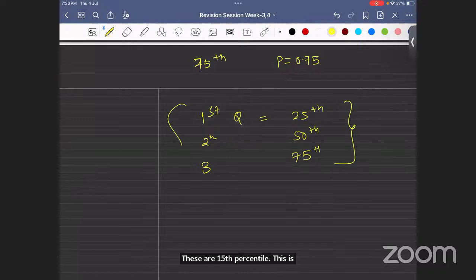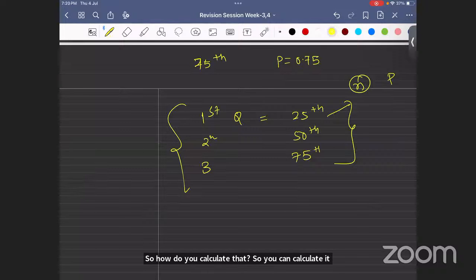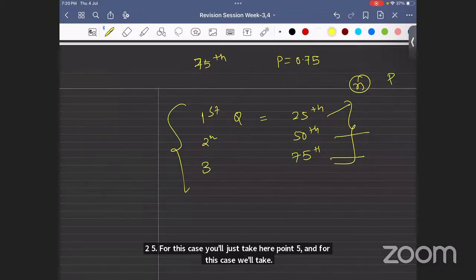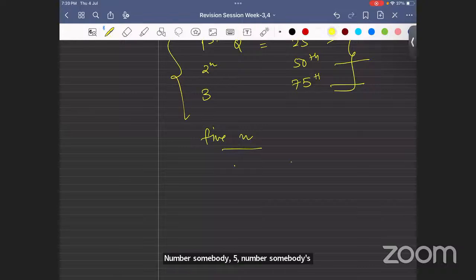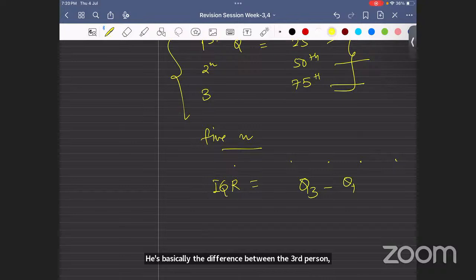So how do you calculate that? If you have N, you just take P as 0.25 for the first, for this case you'll take P as 0.5, and for this case you will take P as 0.75. The same thing applies to the 5 number summary. The 5 number summary is nothing else: you start with your minimum data point, then the first quartile, second quartile, third quartile, and the maximum data point. And IQR is basically the difference between the 75th percentile and the 25th percentile. That is your IQR.